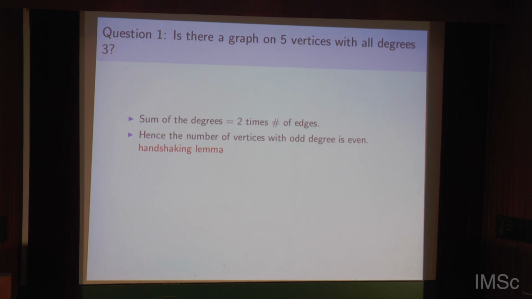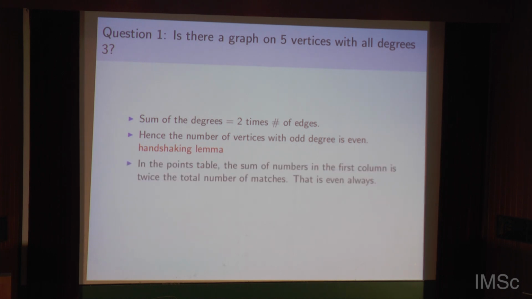You add any number of even numbers, you get only an even number. Okay? But what about odd numbers? If you add an odd number of odd numbers, you will get an odd number. If you add an even number of them, you get an even number. So since the total is even and the even part is even, the sum of odd degree vertices must be even. So there must be an even number of odd degree vertices. Okay?